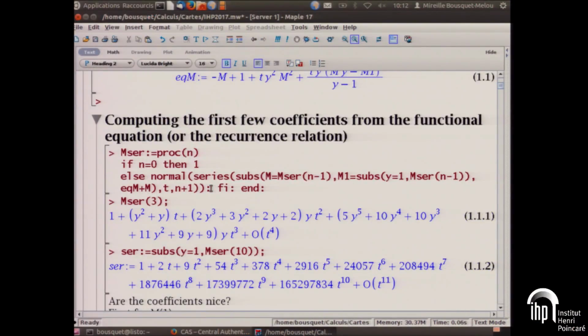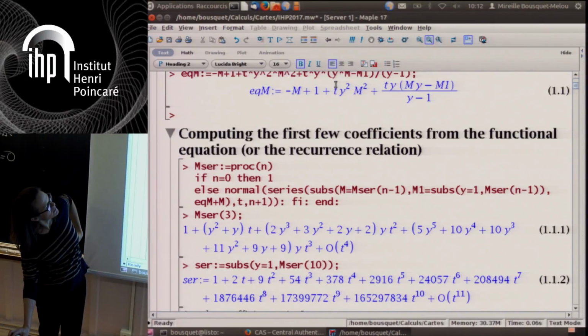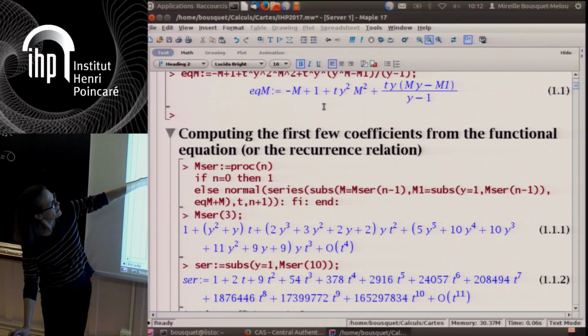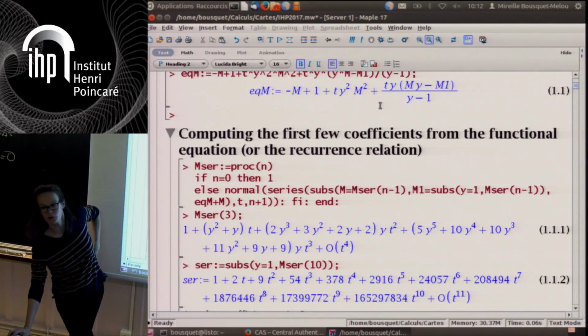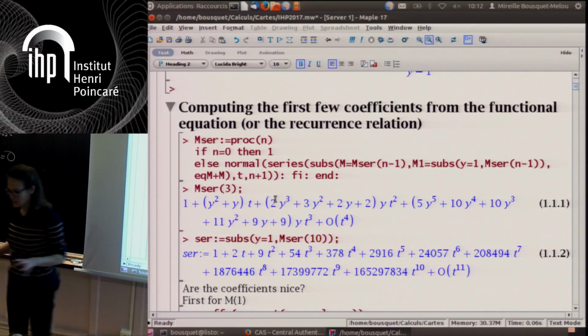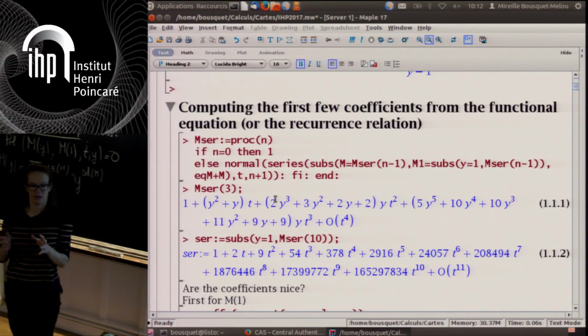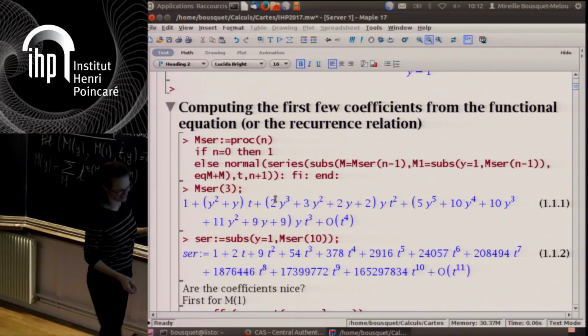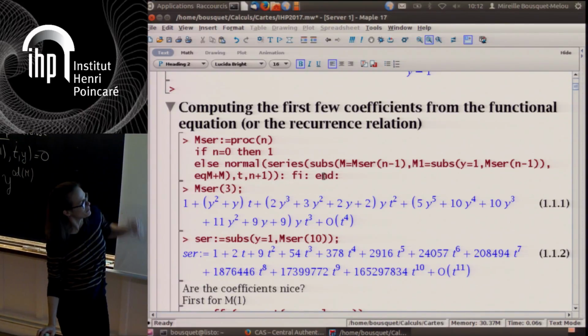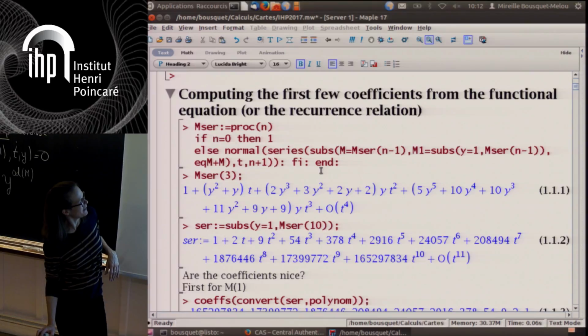So the rather silly thing I'm doing here, and I should be ashamed in front of computer algebra people, is that I'm just iterating the functional equation, which I can do thanks to this factor T. So I say the initial coefficient is 1, and then if I want to compute up to order n, I plug the series up to order n-1, expand things up to order n, and I get the series. Of course, this is a silly way of doing things because each time I want to get up to n, I'm redoing what I've done up to order n-1. But if you want to get just an idea, that's something lazy that you can do.